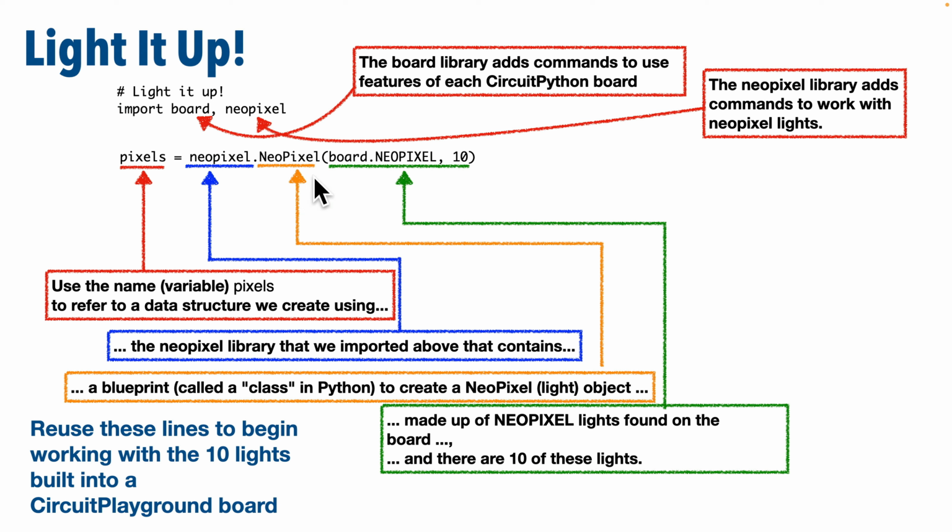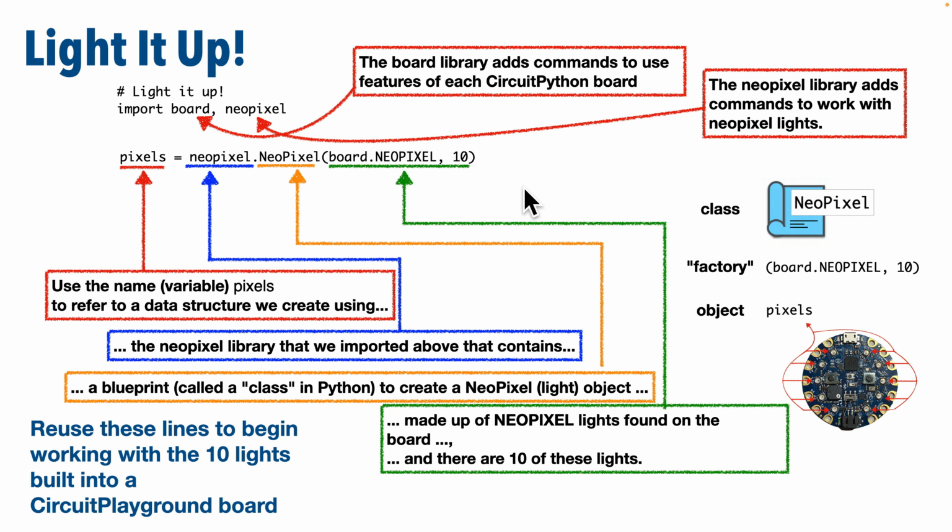Now in computing, we say that the blueprint for creating objects is called a class. I know we're getting a lot of terms in here, but it's important to know them. Now our class, again, the blueprint to create NeoPixels is called NeoPixel, but with a capital N and a capital P. Now when the class name is followed by parentheses, those parentheses almost act like a factory. They say take the blueprint and create an object. Now, in between the parentheses is the data that's required to create an object using the blueprint of the class.